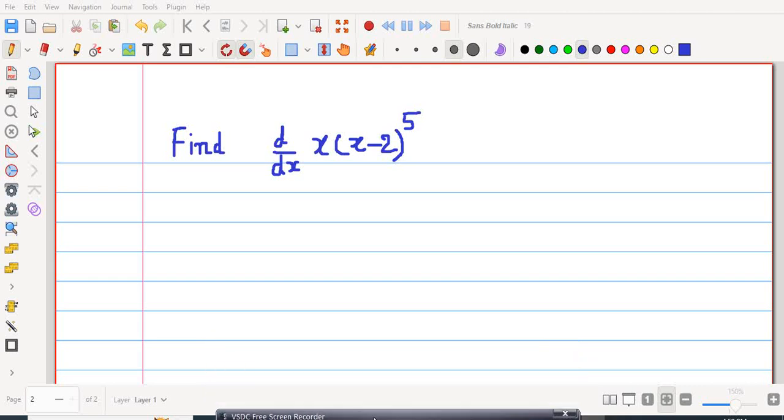Welcome to A-level mathematics. The question is: find the derivative of x times (x minus 2) to the power 5. This is from P2 of A-level mathematics. So we'll use the product theorem.